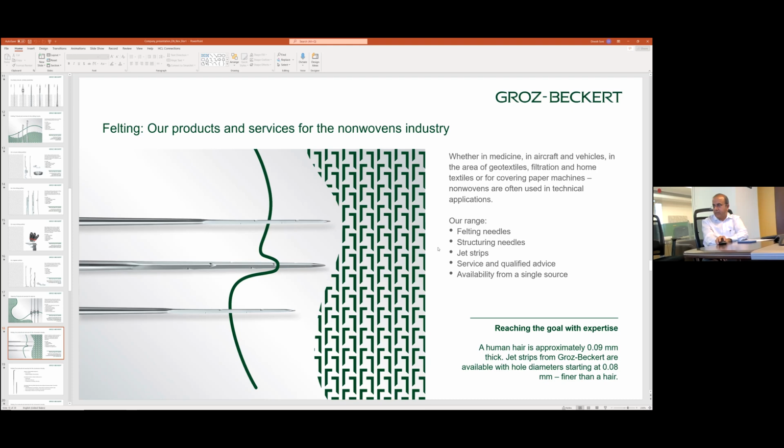We make structured needles, which are used for making velour fabrics. We do make jet strips, which are used in the spunlace process. We also offer our services and recommendations to the customers, and all these are ready-made and available from a single source.